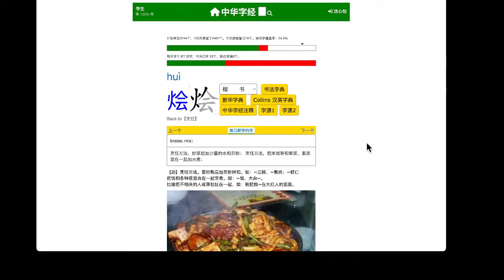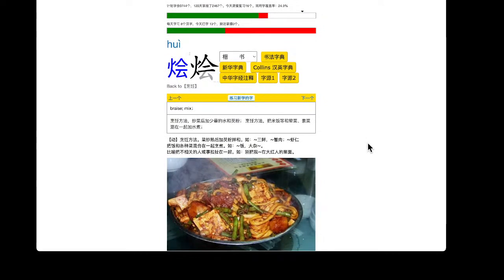Next one. Hui. Hui in English has two meanings. It means braise. So in terms of cooking style, it is braise, and it also means mix, because when you braise, you basically put a bunch of stuff together and just simmer it, so that's basically a mix. So sometimes they use this to mean simply mix.